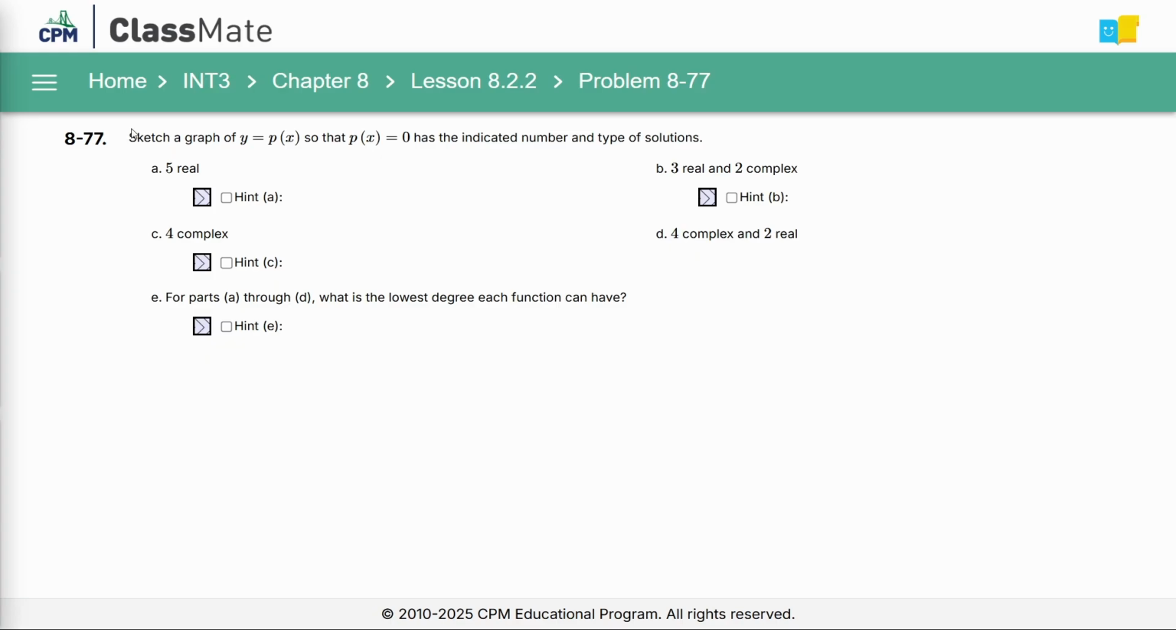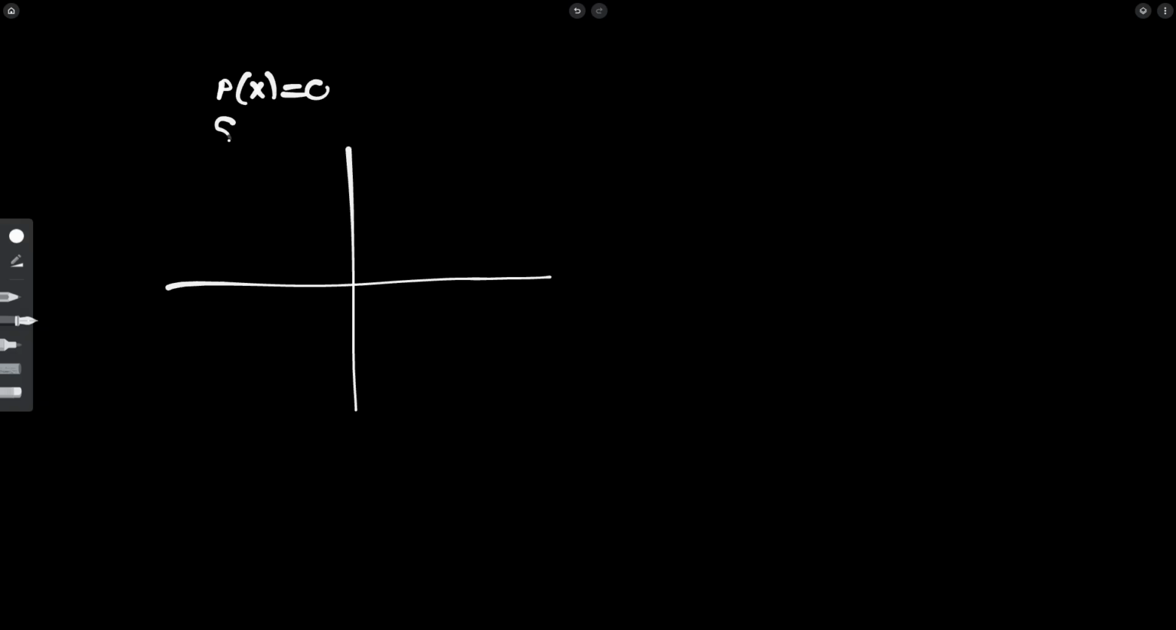That would look something like this. You have your graph, and when p of x equals 0, and you want 5 real solutions, you draw 5 intersections. 1, 2, 3, 4, that would be 5. There you are. That's 1 solution, 2 solutions, 3 solutions, 4 solutions, 5 solutions.